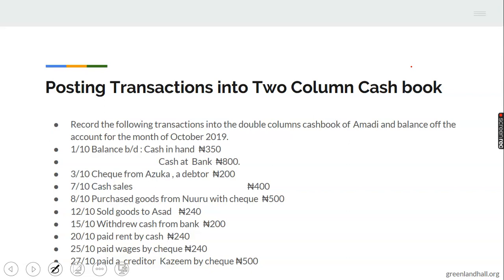15/10, withdrew cash from bank 200 naira. 20/10, paid rent by cash 240 naira. 25/10, paid wages by check 240 naira. 27/10, paid a creditor Kazim by check.